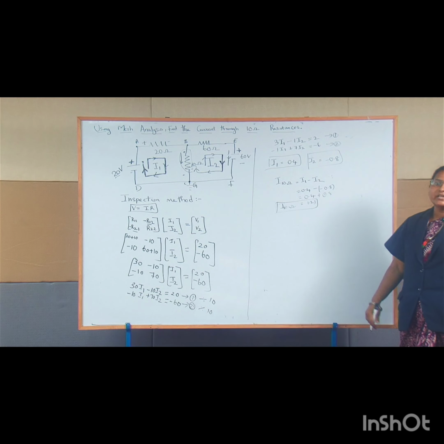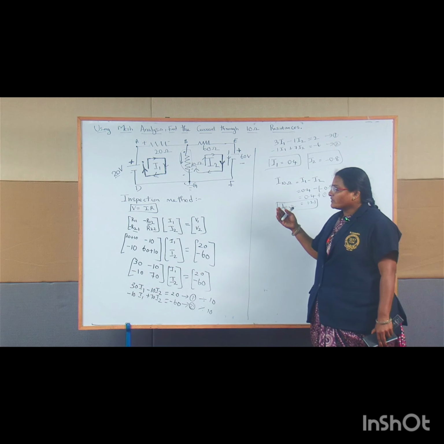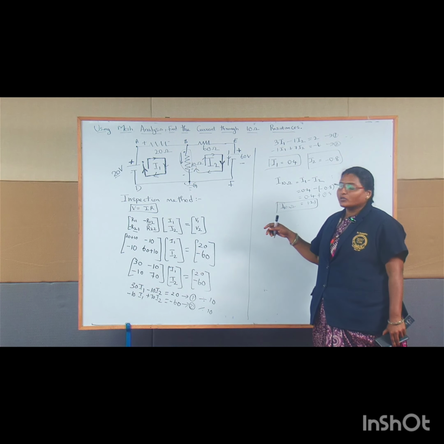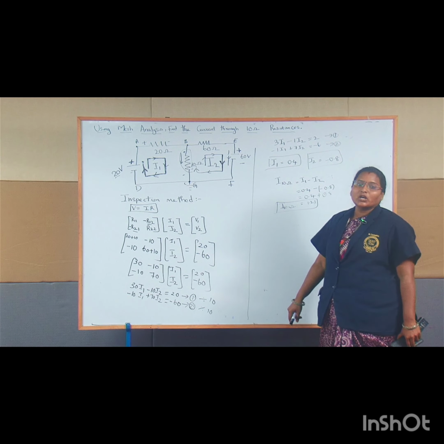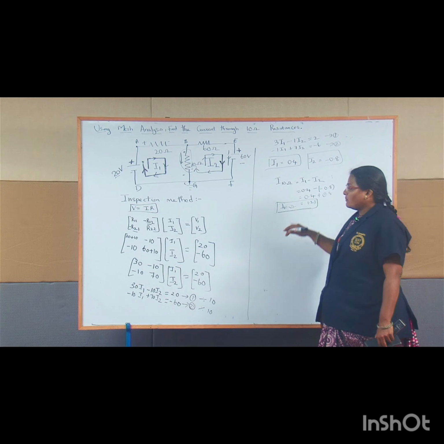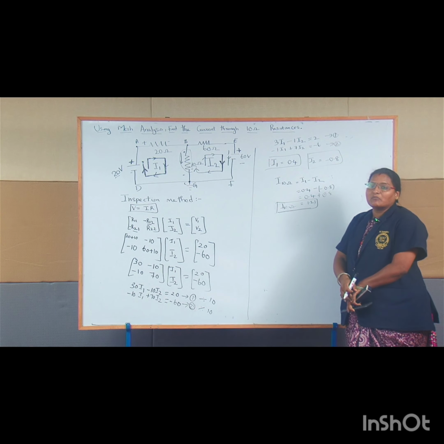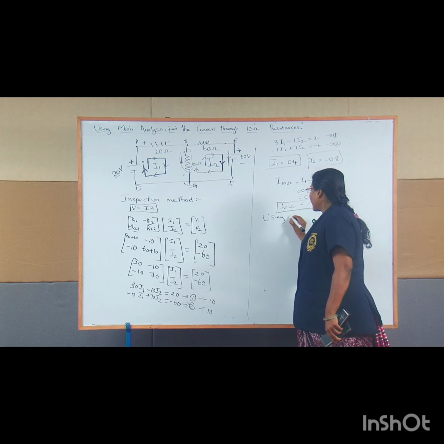So you can go with any method. Suppose if you are applying KVL and you are confused with positive and negative directions, you can use the inspection method and also cross check whether you got the correct answer or not. The same problem you can solve with Cramer's rule also. So, using Cramer's rule.